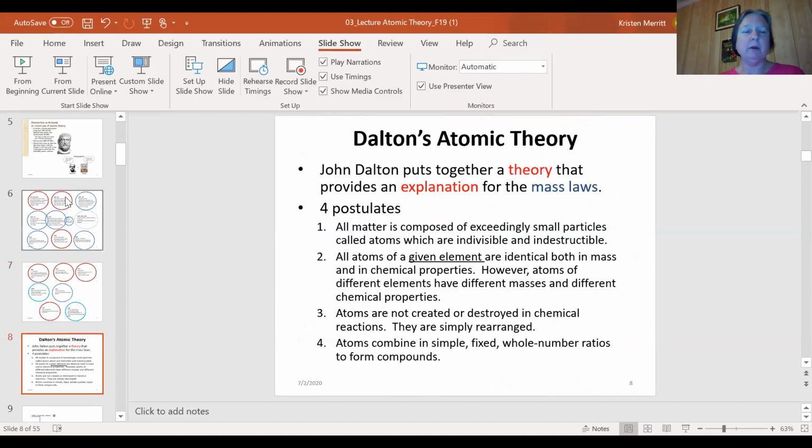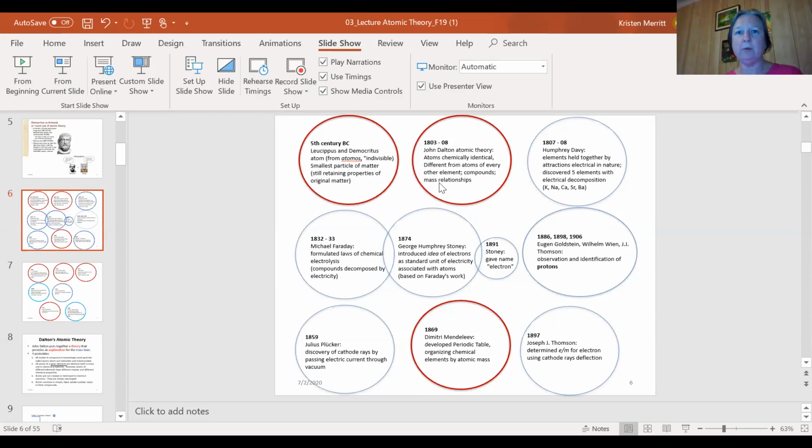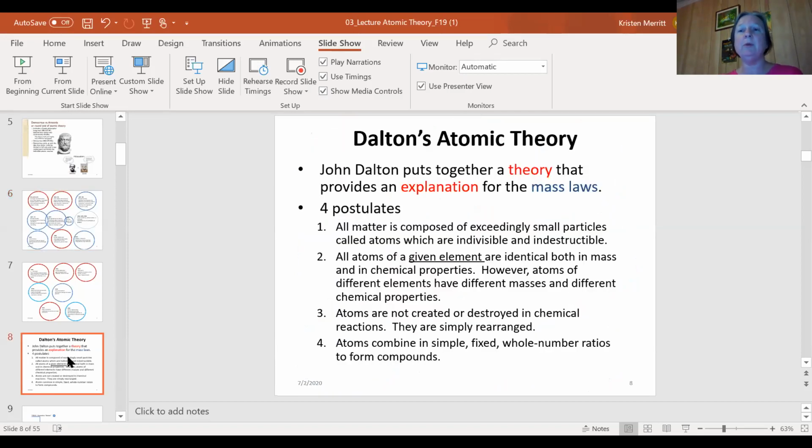So John Dalton, and he is right here, 1803 to 1808. So that's 200 years ago. It's still all fairly new. All of these are understanding in chemistry. He put together a theory that explained these mass laws. Now, still, the atom was still just a round ball. So his postulates were that all matter is composed of atoms, indivisible and indestructible. Okay, that's what Democritus says.